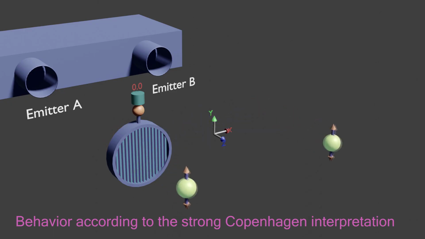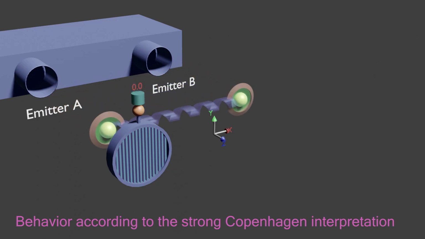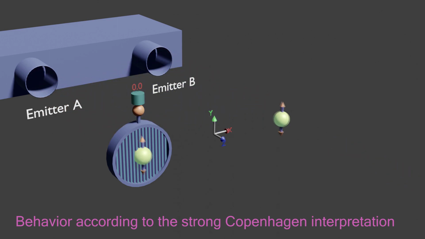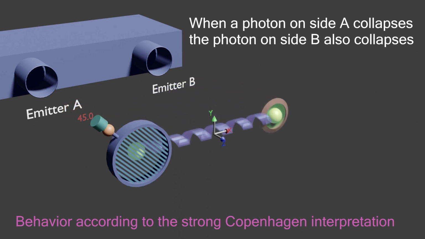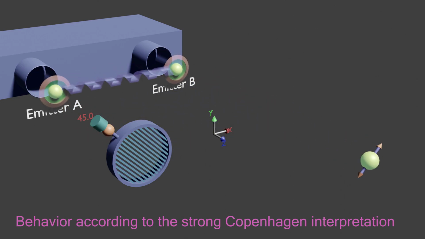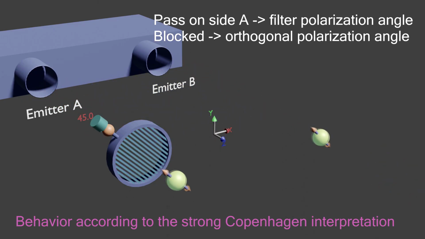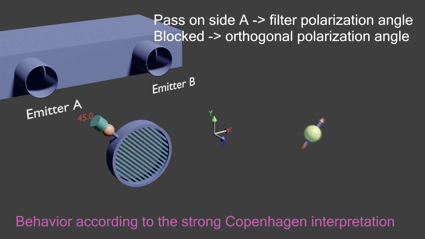Entangled photons are always unpolarized. When a photon hits the polarizing filter on side A, its polarization state collapses and it passes through the filter with a 50% probability. In the Copenhagen interpretation, when a photon on side A collapses, the entangled photon on side B also collapses. The polarization angle of the photon on side B will be the same as the filter on side A if the photon passes on side A, and will be perpendicular to the filter on side A if the photon is blocked on side A.